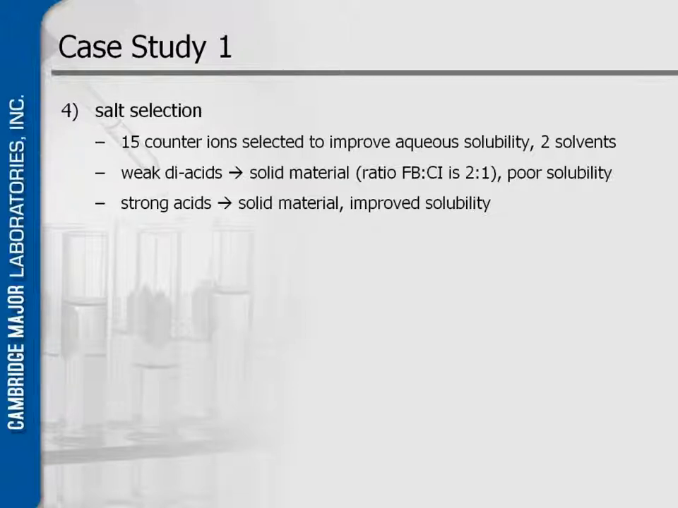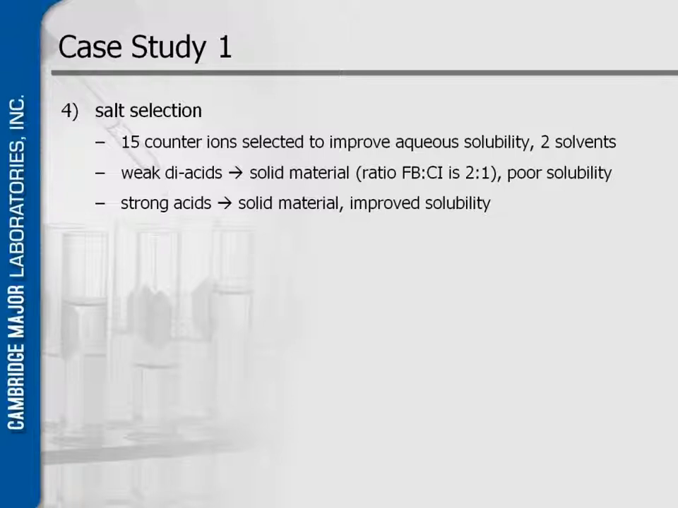Salt selection, because now we have a freebase which is nicely pure. 15 different counter ions could be used to improve the aqueous solubility. So we already had a stable form, but now the aqueous solubility was the main thing to focus on.